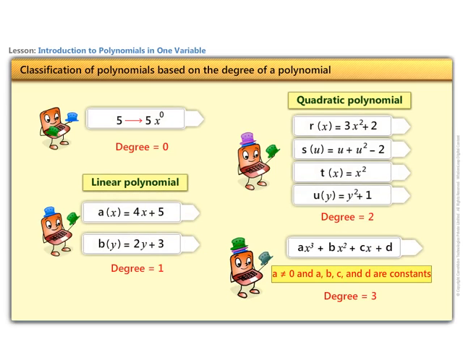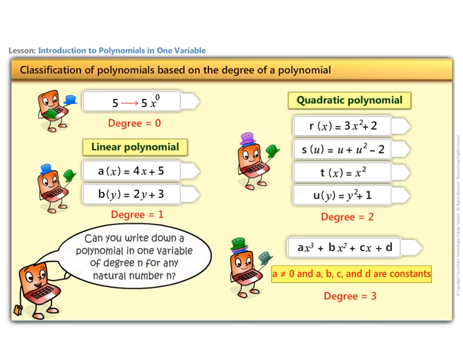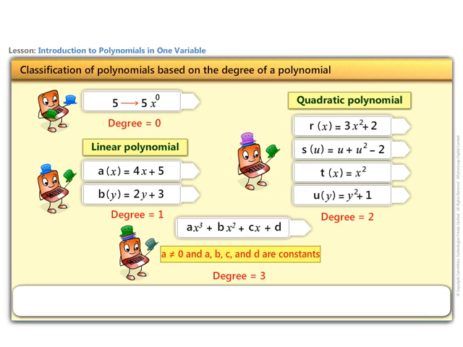Now that we can see what a polynomial of degree 1, degree 2 and degree 3 looks like, can you write down a polynomial in one variable of degree n for any natural number n? A polynomial in one variable x of degree n is an expression of the form f(x) is equal to a_n x to the power of n plus a_(n-1) x to the power of n minus 1 plus a_(n-2) x to the power of n minus 2 up to a_1 x plus a_0, where a is a real number and a_n is not equal to 0.